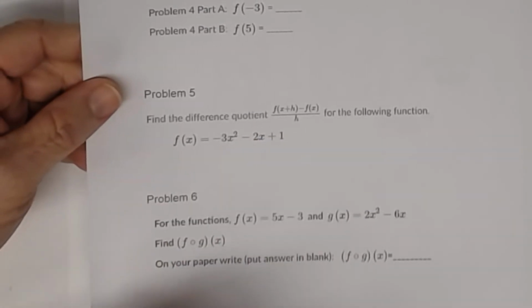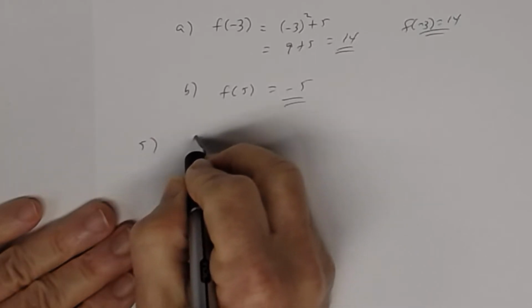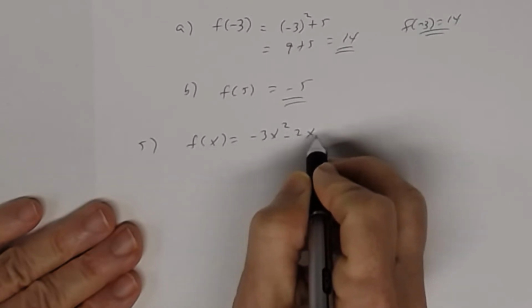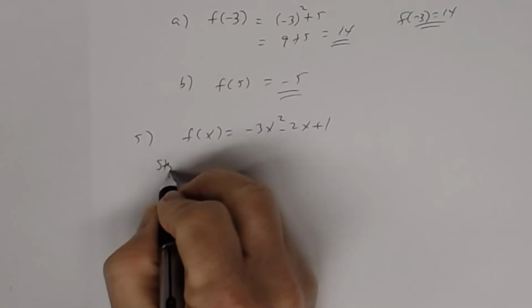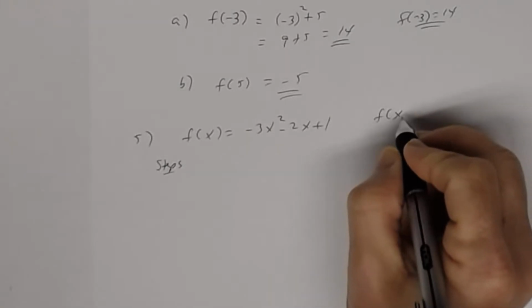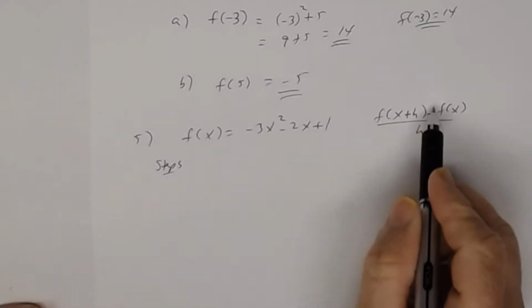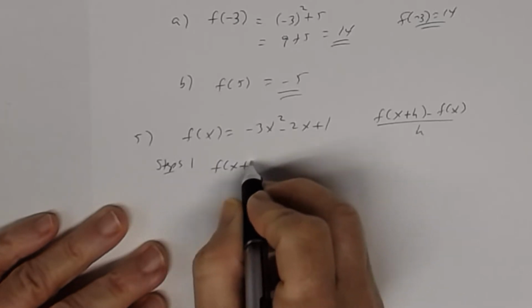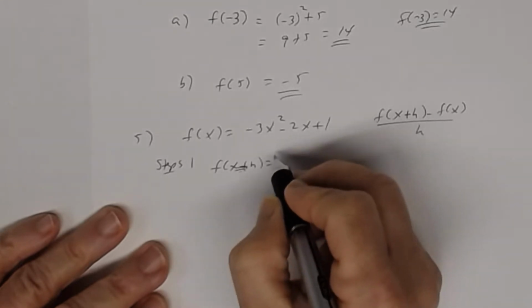Number 5, you want to find the difference quotient for this quadratic function. So let's go ahead and do that here. I think I have enough room. So you want to find the difference quotient for f of x, which is negative 3x squared minus 2x plus 1. Okay, so step 1, and we can do this in steps. So remember the difference quotient is f of x plus h minus f of x, divided by h. So step 1 is to find f of x plus h. So where we see the variable x, you're going to substitute x plus h.